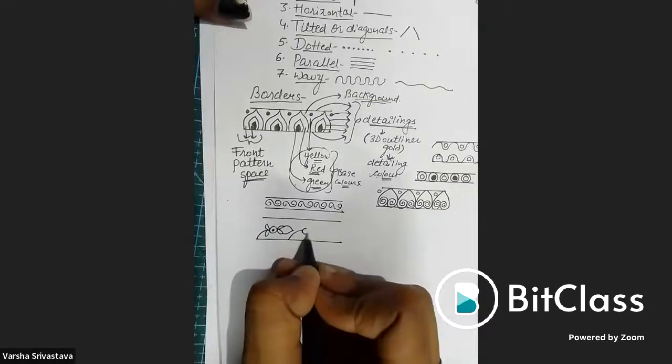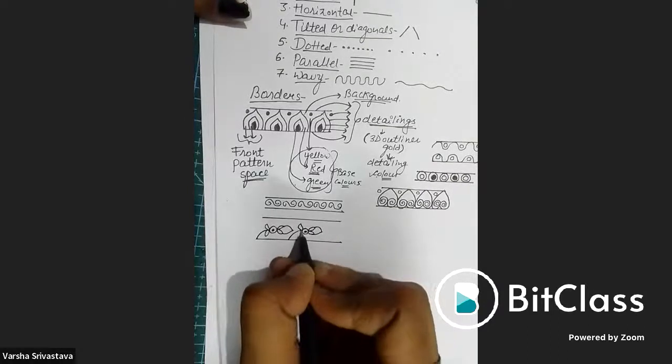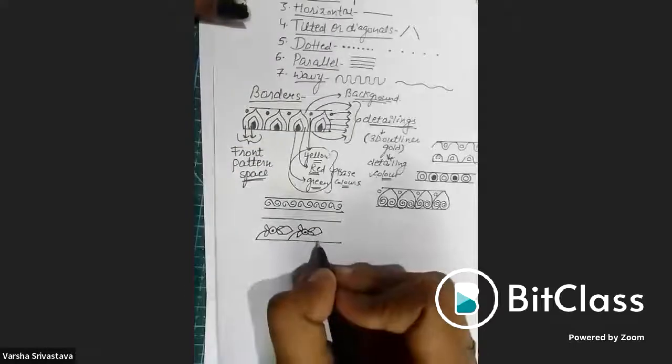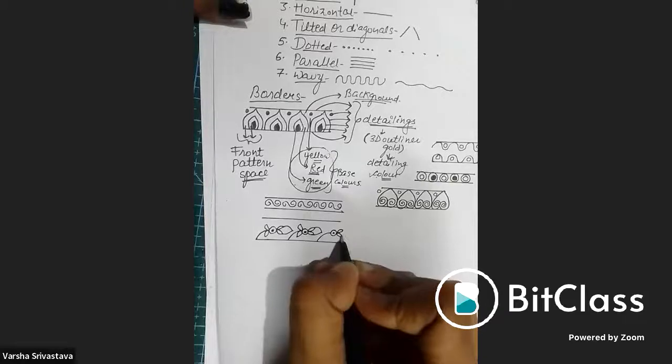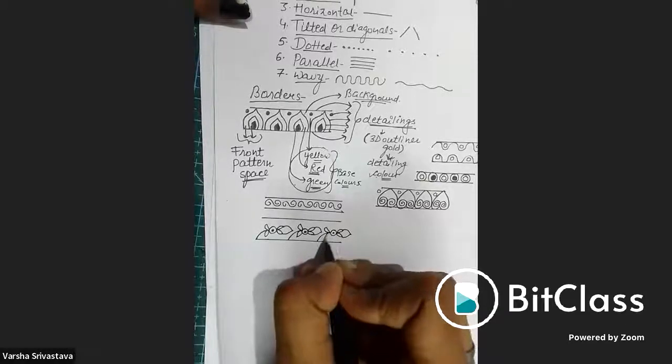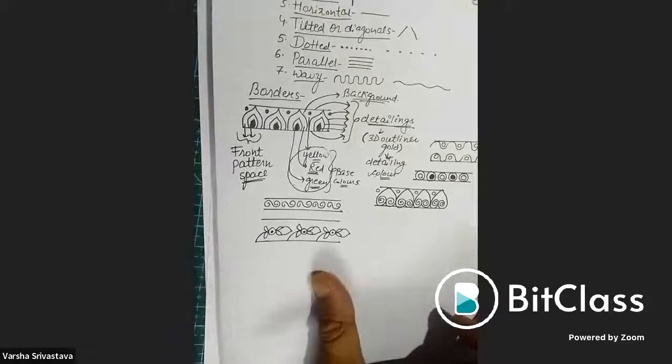Repeating it. Curve, hollow circle, dot. Semicircle. Two curves, one dome and two leaves. Repeating it. Curve, hollow circle, dot, semicircle, two curves, dome and the leaves. Got it? Kathin to nahi hai, it's easy, no?